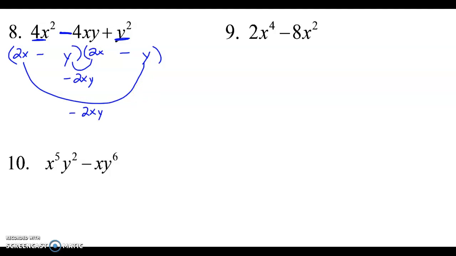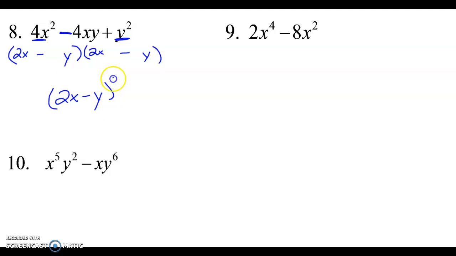Okay, so now we can just shortcut this when we write this. If we have a perfect square trinomial, this means that both factors are the same. So we can break it apart to just be 2x minus y all squared.